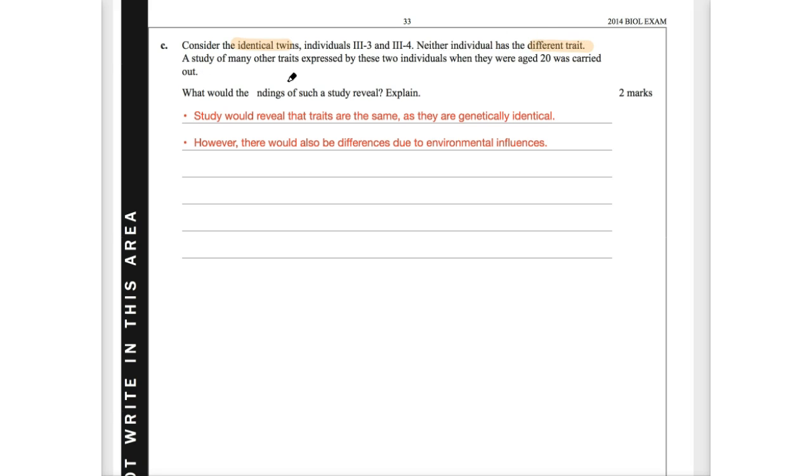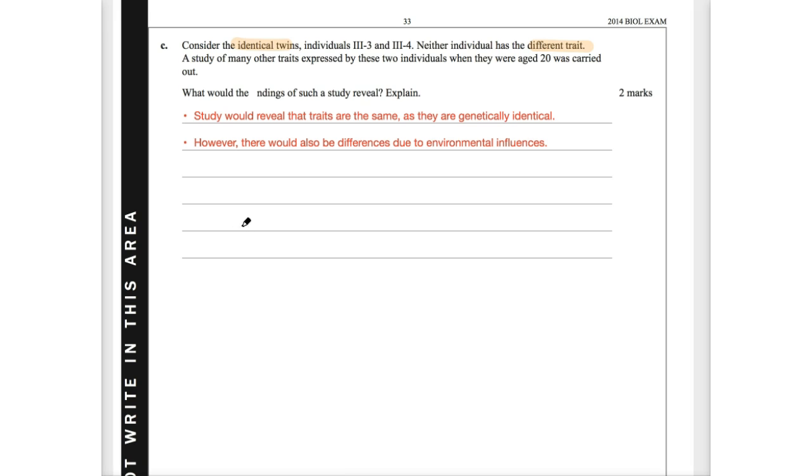A study of many other traits expressed by these two individuals when they were aged 20 was carried out. What would the findings of such a study reveal? So remember, the expression of a particular trait is dependent on two things: the genes and your environment. And so what we find with these identical twins is that the study should reveal that the trait should be the same, as they are genetically identical. However, there would also be differences due to the environmental influences and the interaction that these individuals would have with their environment.